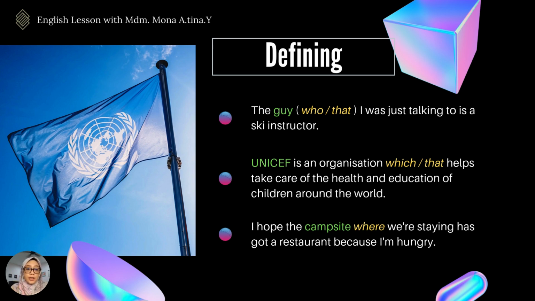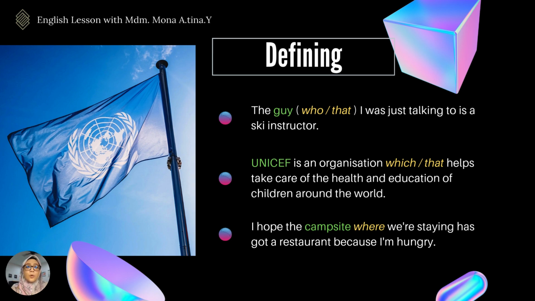Okay, let me read it out. The guy I was just talking to is a ski instructor. Okay, if you listen to it, the guy that I was just talking to is a ski instructor. Ayat tu sebenarnya dah betul. But we just want to emphasize more on the sentence. We just want to emphasize more on the noun here, in which the noun is yang warna hijau, which is the guy. Siapa lelaki tu?